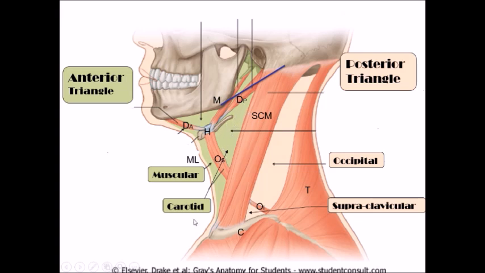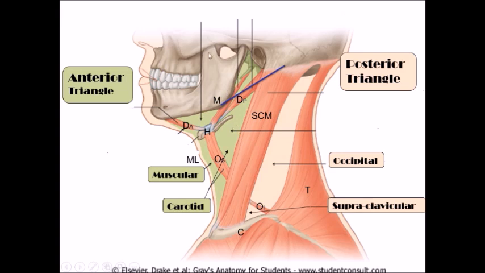What are the contents? As the name indicates, it has a very important structure, that is the carotid sheath, and within the carotid sheath we have the carotid artery, the common carotid artery, and its two terminal branches, the external carotid and the internal carotid. So this is the most important content of this triangle, because this is the main artery which supplies the head and neck and face as well as the brain. The two terminal branches, the external and internal carotid.